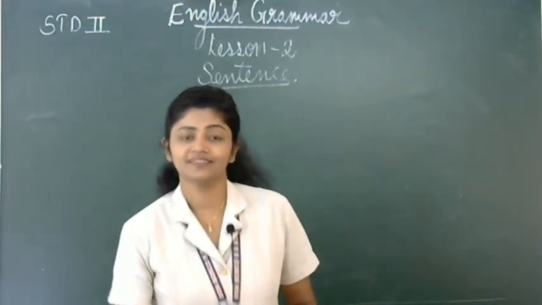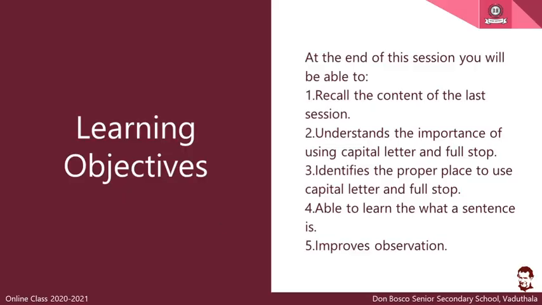So children, after learning this lesson, you will be able to recall the content of the last class, that means the last lesson, which I took you in the last week, okay? And then you will be able to understand the importance of capital letter and full stop. You will be able to identify the places where you need to put the capital letter and full stop. Then you will learn what a sentence is, and then you will improve your observation.